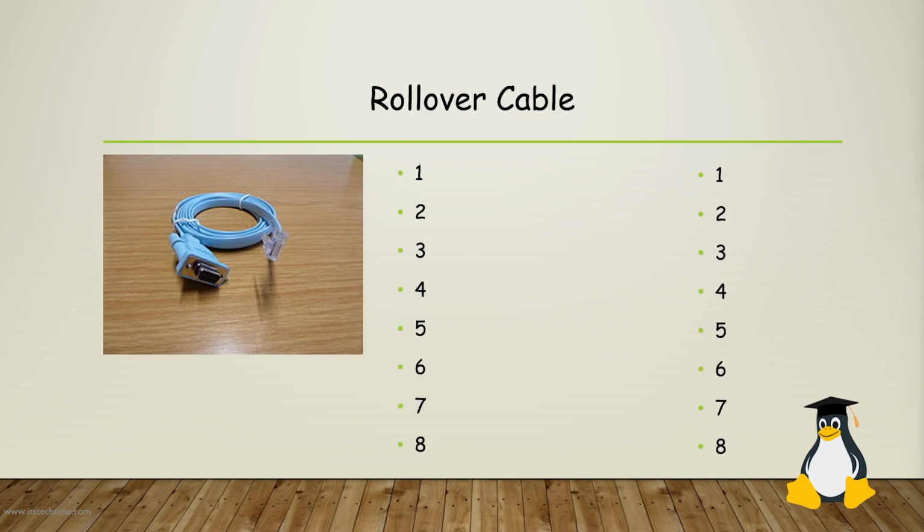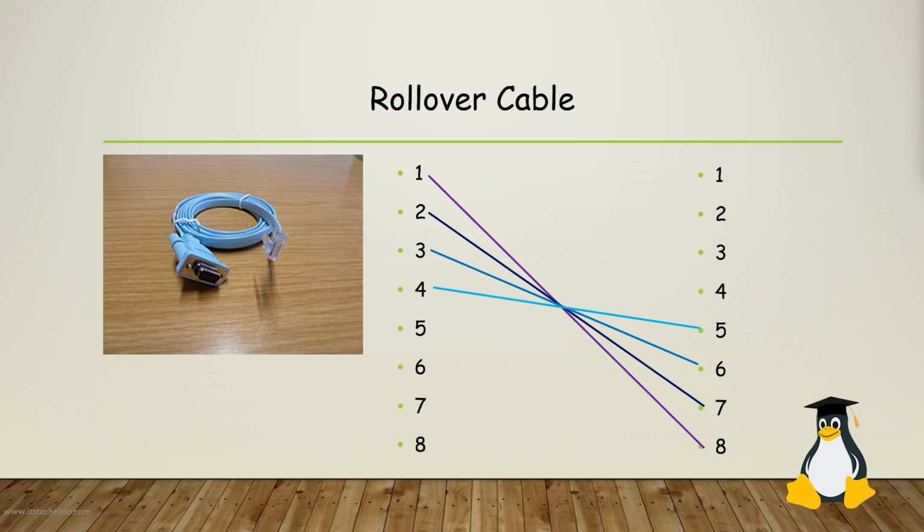Similar to a UTP cable, you'll have 8 pins on each end that are going to be used, but a rollover cable will connect like this. Pin 1 to pin 8, pin 2 to pin 7, pin 3 to pin 6, pin 4 to pin 5, pin 5 to pin 4, pin 6 to pin 3, pin 7 to pin 2, and pin 8 to pin 1. As you can see from this picture, the pins roll over each other, hence the name rollover cable.